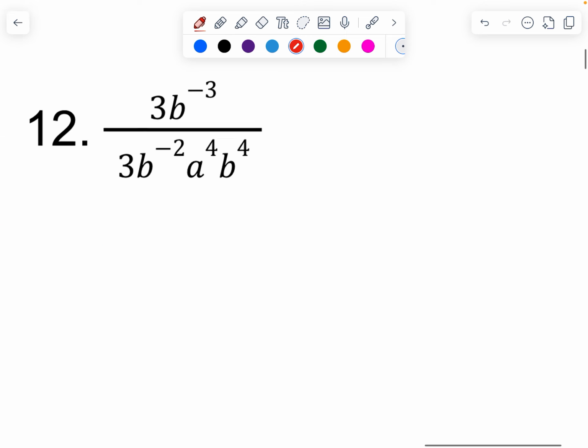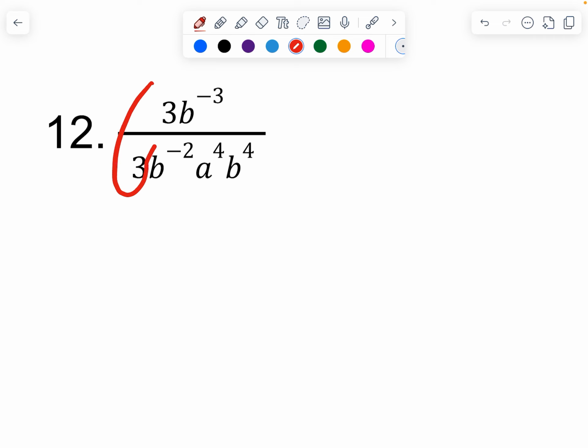Okay, so I'm going to simplify this. I look at my coefficients. Boys and girls, what is 3 divided by 3? It is 1. Okay, so I have b to the negative 3. I'm going to move that downstairs, but I'm going to move this upstairs. So I have b squared upstairs.